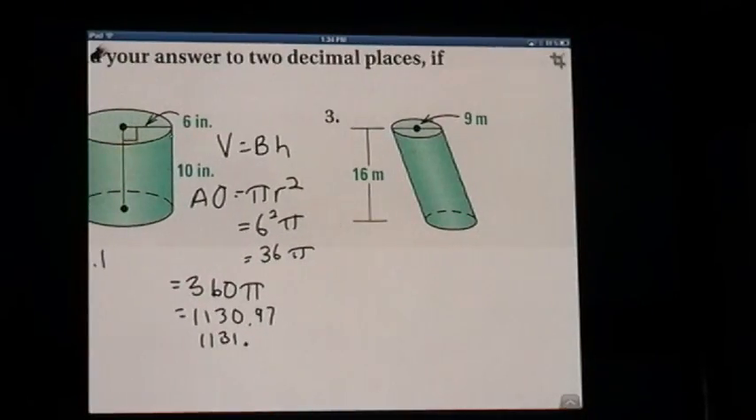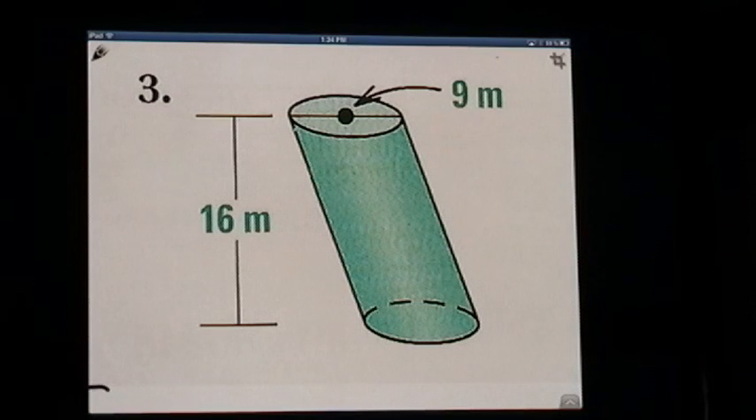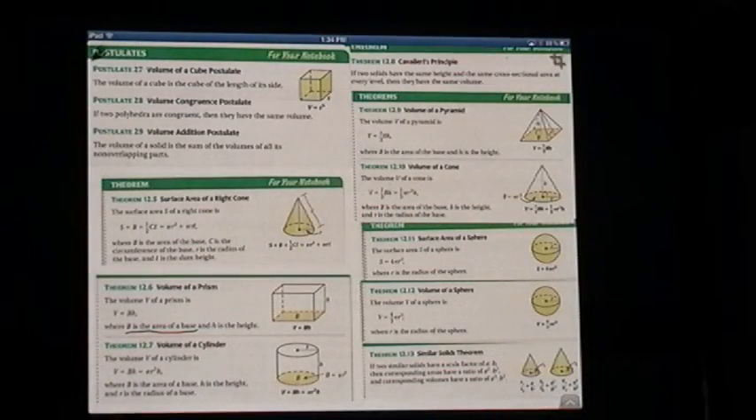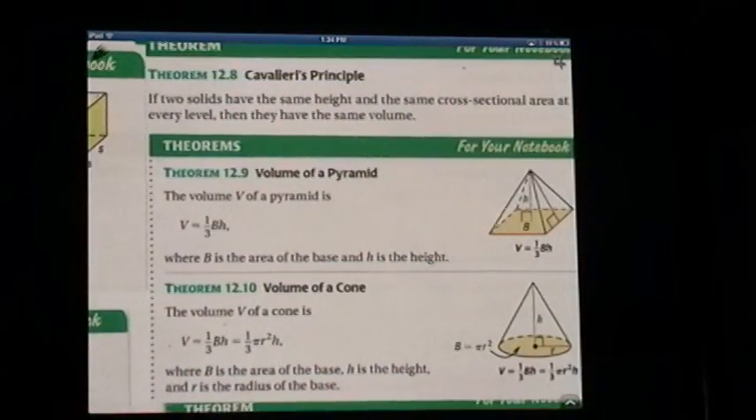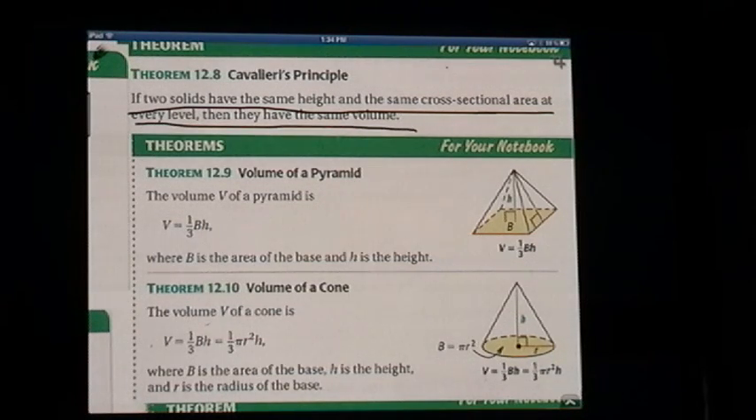Okay, now the important theorem to remember for this one, let's go over and take a look at our theorem, is the one about slanted figures or slanted prisms. It says if two solids have the same height and the same cross-sectional area at every level, then they have the same volume.